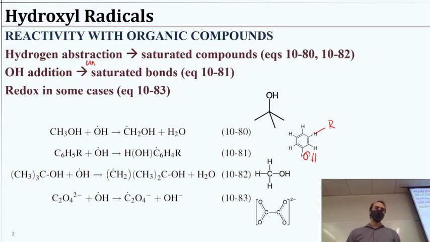And finally, the last type of reaction that may happen, and this is probably more common with inorganic compounds, but can happen with certain organics like oxalate, is you could just have a redox reaction. So rather than adding or subtracting from the molecule itself, what you can have is a change in oxidation state. So here we've got the hydroxyl radical, and it essentially takes an electron away, leaving a carbon-centered radical on the oxalate, and instead of 2 minus, it's just minus.